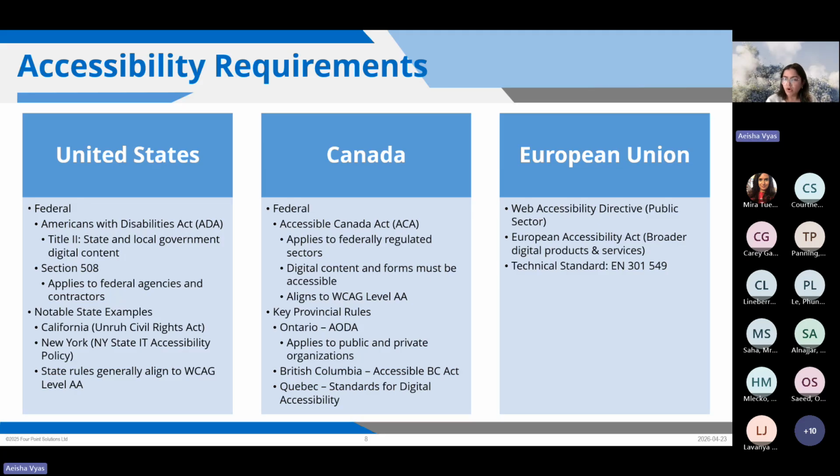In summary, although the laws and enforcement models vary by region, the underlying expectation is remarkably consistent. Across the US, Canada, and the EU, most regulations point to WCAG level AA as the minimum baseline. That's why WCAG becomes the common language for accessibility across regions, industries, and platforms.